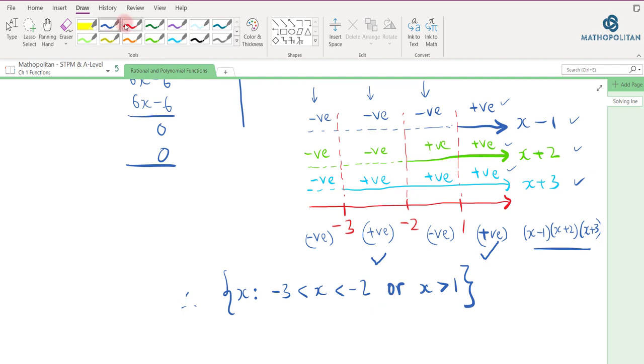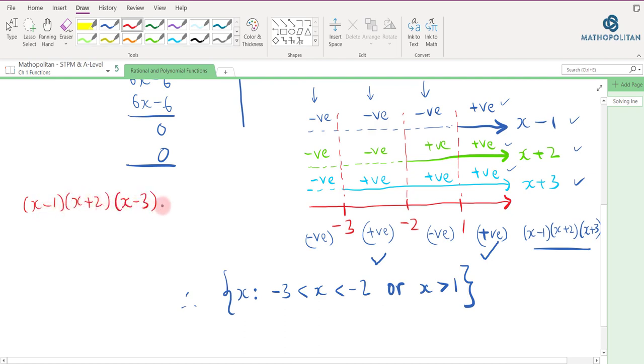Now, of course, if the question is asking for when the polynomial will be negative, less than 0, then you will only take the negative part. In that case, your answer would be x has to be less than -3, or x will be between -2 and 1. That will be the answer if you are asked to find the negative region.